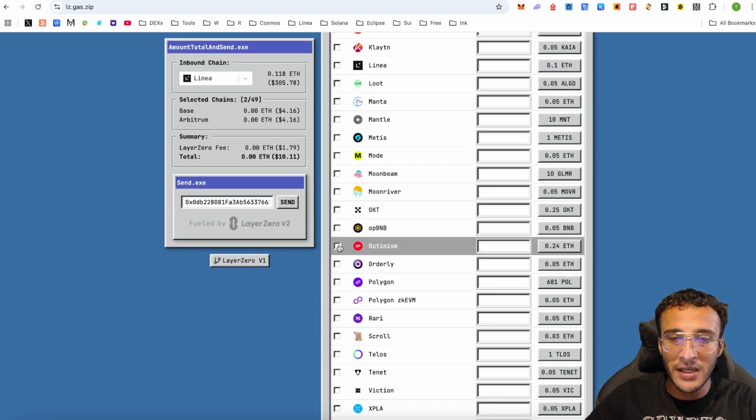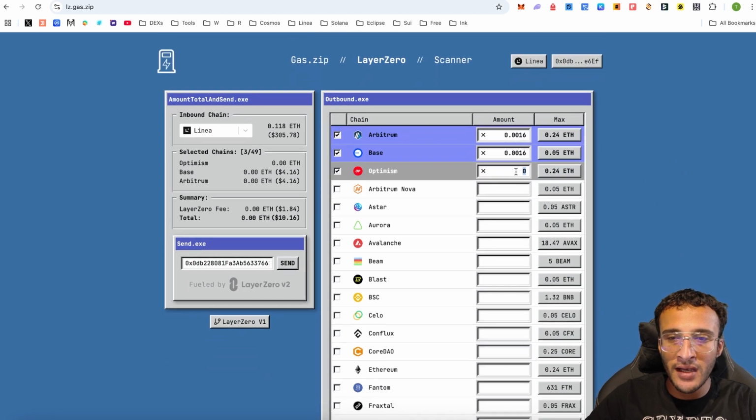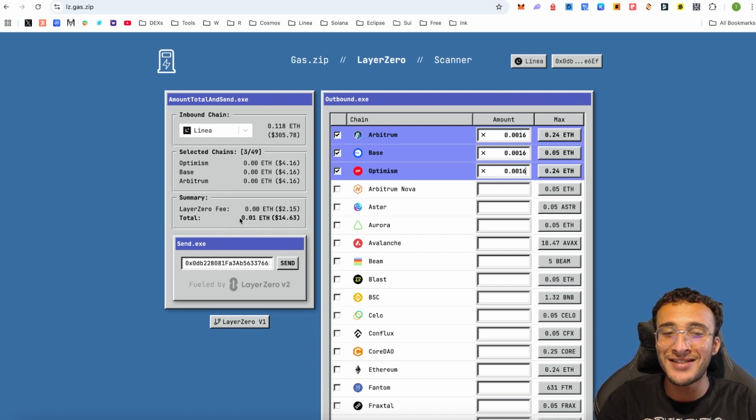I'm now going to choose another network for an example, and it could very simply be Optimism. Once I'm over here, I choose an amount once again. Let's just say it was the same amount. I'm now going to bridge over roughly $4 to each network, equating to roughly $2 in LayerZero fees and a total of $14.63.